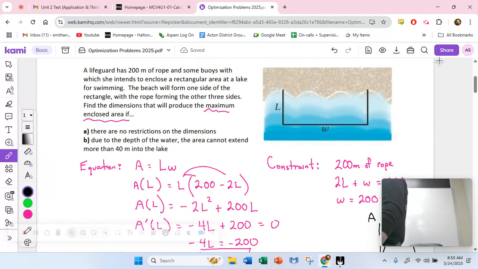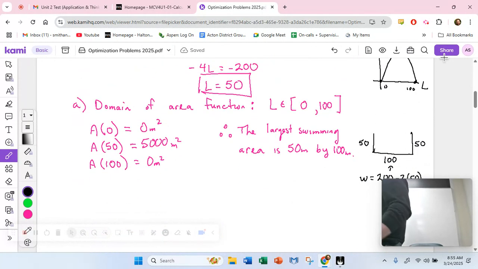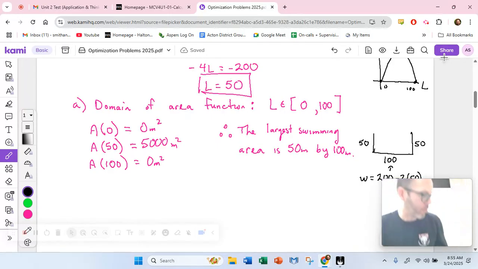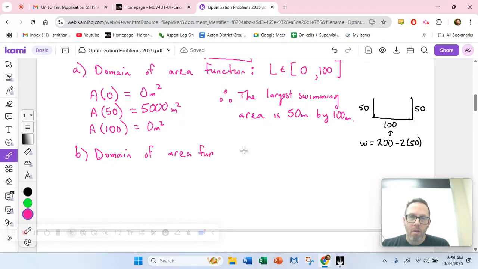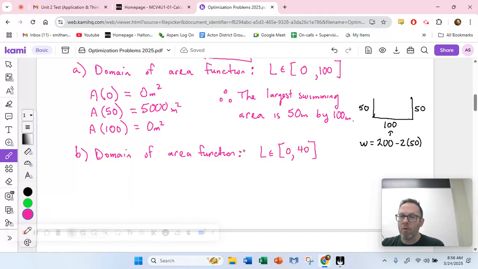B says, due to the depth of the water, the area cannot extend more than 40 meters into the lake. So let's talk about how this process would change. We've already done all the heavy lifting. B is saying, okay, the domain of our area function is different in part B. The lowest the length can be in part B is 0. But now, due to our restrictions on the depth of the lake, we don't want people drowning. We can only go 40 meters out into the water.